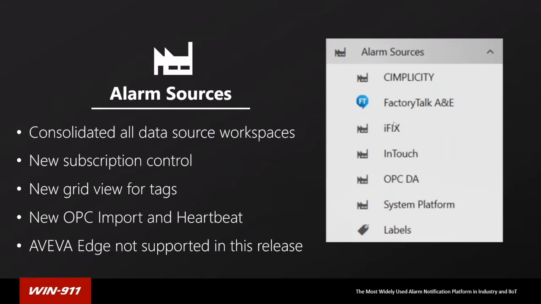All right, and so now we need to talk about the alarm sources a bit because we've already created our contacts, we created our notification policies, and so now it's time to decide, are we going to import our alarms? Are we going to create subscriptions? And so we choose our data source. Today we're going to be using Factory Talk as an example, but I can touch a little bit on the others as well. And so typically with Factory Talk, it's subscription based only. System platform is subscription based only. However, you can import tags typically with Simplicity, iFix, and InTouch, and OPC.